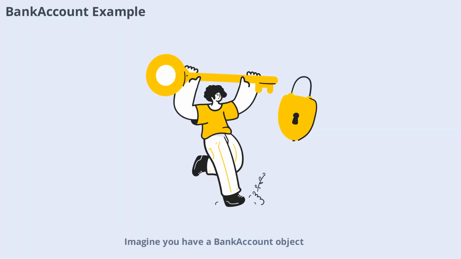Imagine you have a bank account object. Instead of letting anyone set the balance directly, you provide deposit and withdraw methods. This way, every change to the balance goes through a controlled process, applying all necessary checks and rules. If someone tries to withdraw more than the available balance, the method can prevent it. This approach keeps the account in a valid state and ensures the logic is consistent throughout your application.